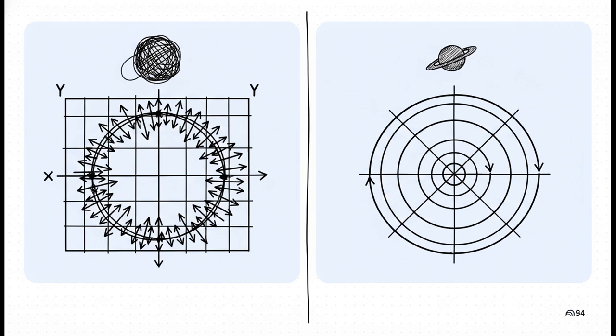But now look at the right. We switch our perspective to polar coordinates using radius and angle instead. And bam! The very same energy equation suddenly looks clean, elegant, and way easier to solve.